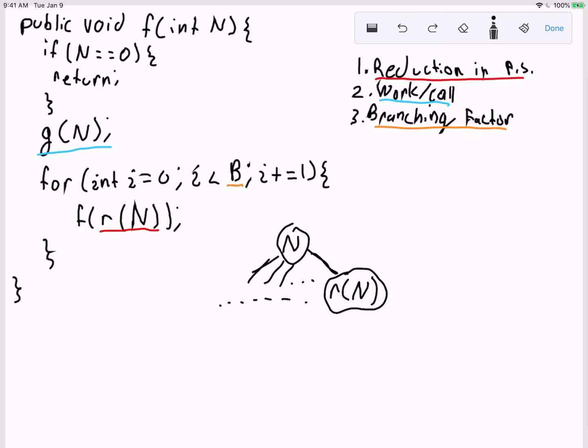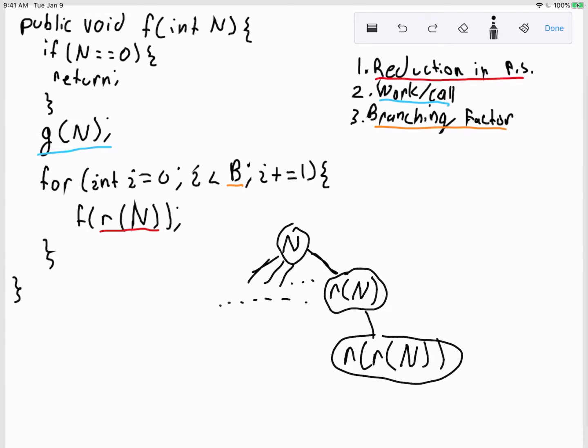Okay, and this keeps going. So the next level would be r of r of n, right? Because you're going to apply this reduction, that reduction right there, to this node now. And so you're going to do r of n, where n is now this r of n, so now you get this double r of n.